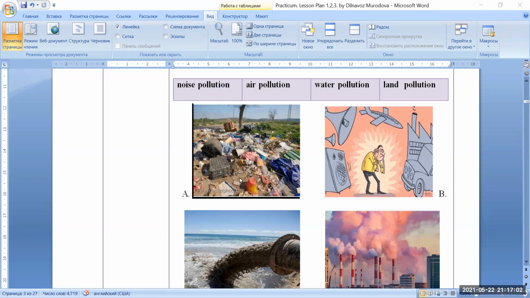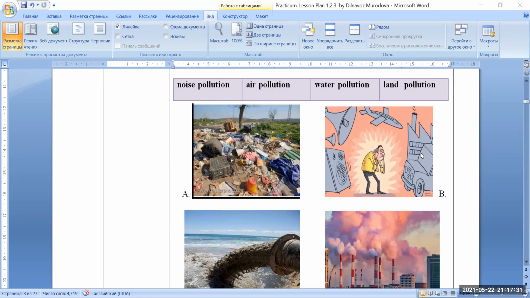Land pollution. This is land pollution, Mr. Nawas. Why? Because we see garbage on the earth. Yeah. And what about picture B? What kind of pollution is this? It's maybe noise pollution. Yes, maybe noise pollution. What kind of noise can you see here in this picture?